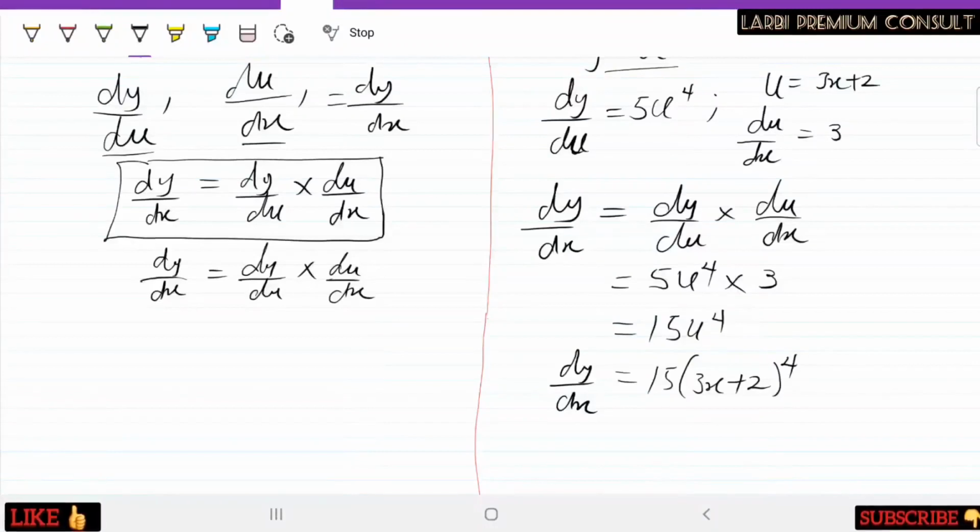So that is the chain rule approach when it comes to differentiation. That's the chain rule approach that it uses. So let's take note of that.